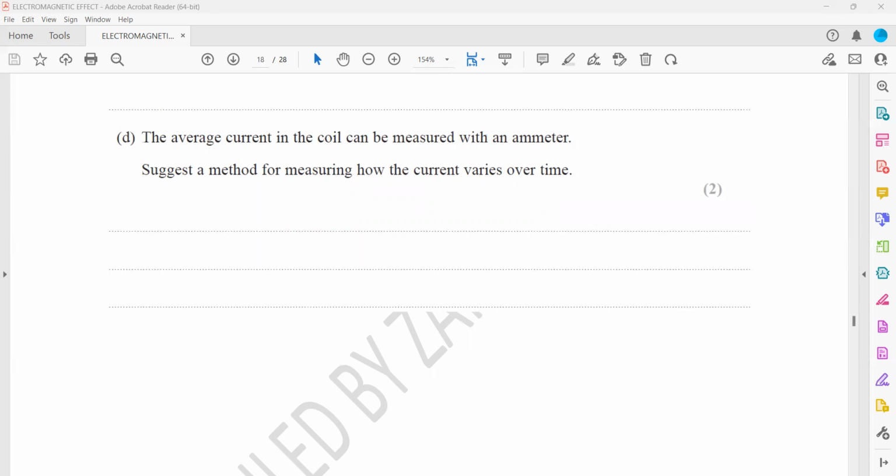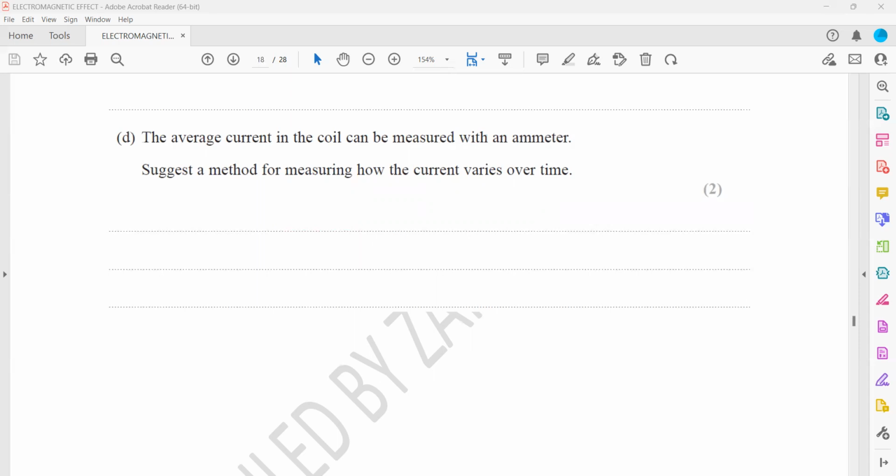So when a current is continuously changing, it's difficult to measure the current with an ammeter, because the ammeter reading will continuously change. So analog ammeters are not useful. In that case, we'll use a data logger and connect it to a current sensor in series.